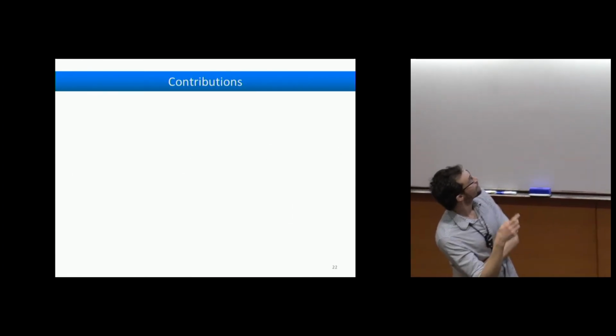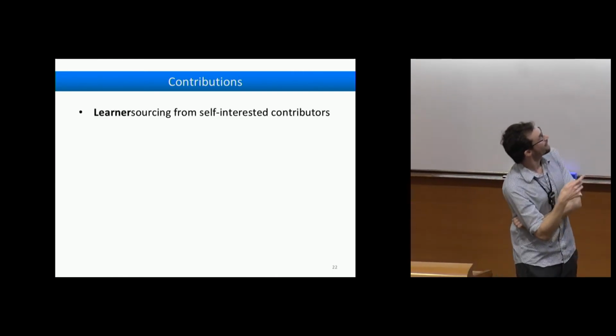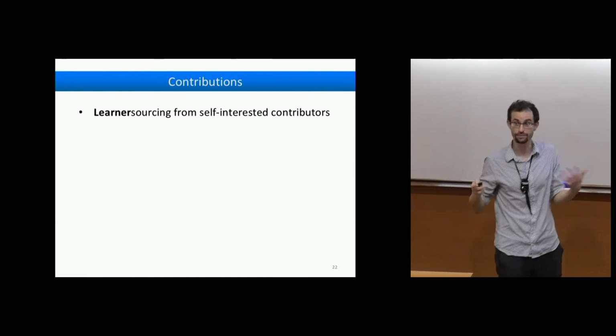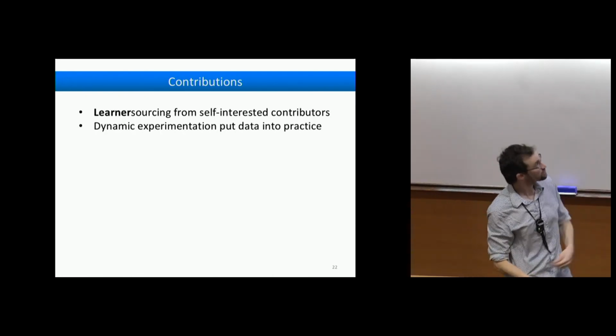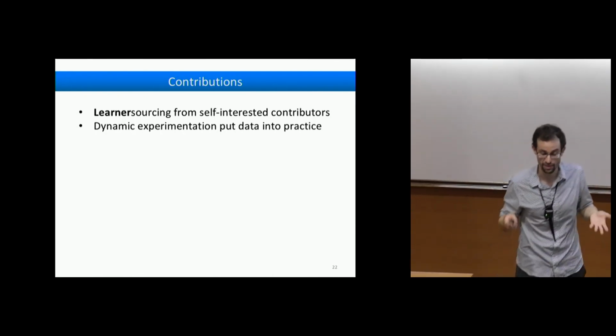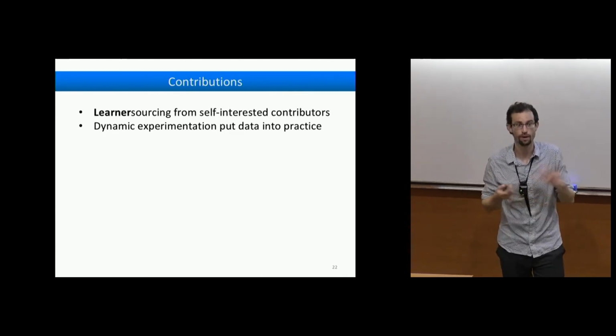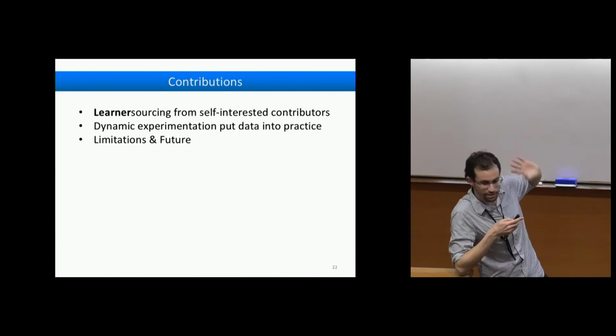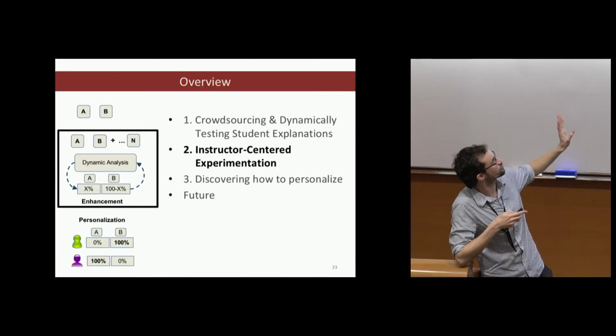Okay. So the key contributions here are crowdsourcing, learner sourcing from self-interested contributors. We get the people themselves to generate. And it's one of the first demonstrations of how we actually use dynamic experimentation to put data into practice. It's published. Of course, Google does this all the time. And this is just the first step. There are tons of ways we can improve this in the future.